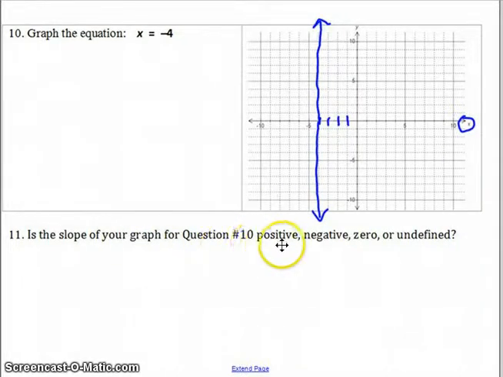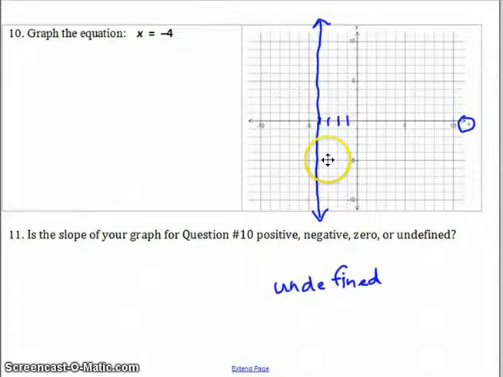Now, I'm supposed to decide what the slope is for this. Well, it's a vertical line. Remember what I said about the sledder who's on a cliff like that. The result is undefined for that sledder.